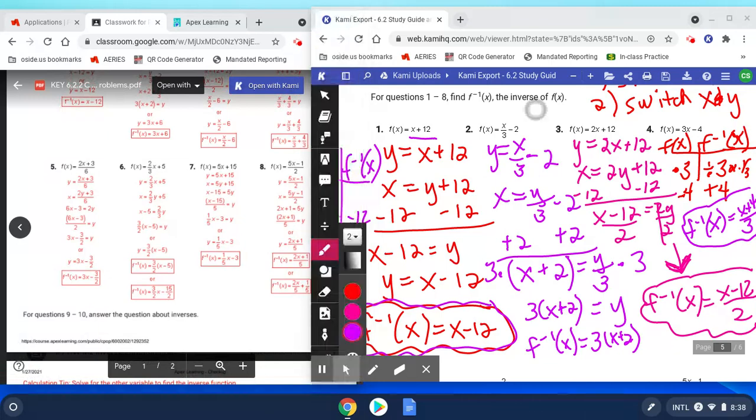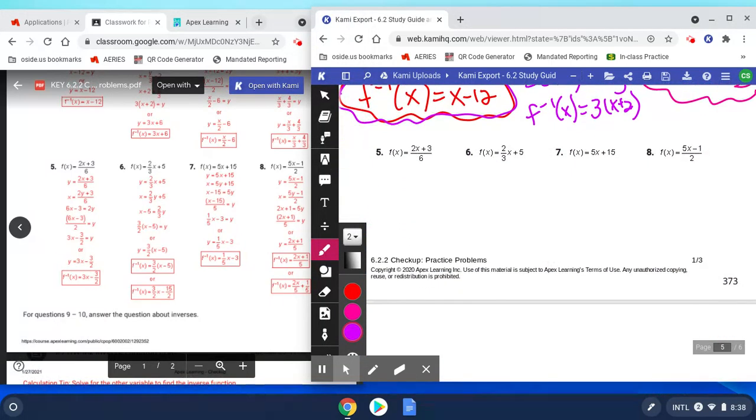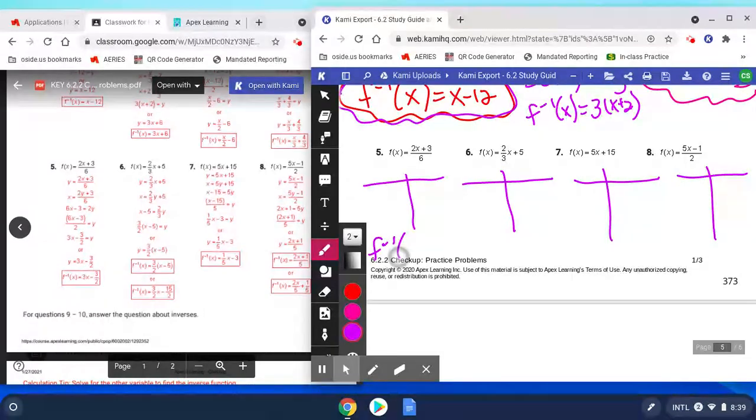Let's go down and do the next ones. And again, I think I'm going to show you on these ones the shortcut method so you can still make that decision on which way you like. So I'm going to make a table for each one of these functions. And then we're going to write f of -1 of x equals, f of -1 of x equals, etc.